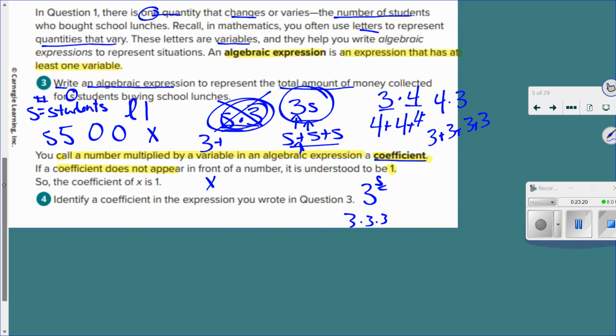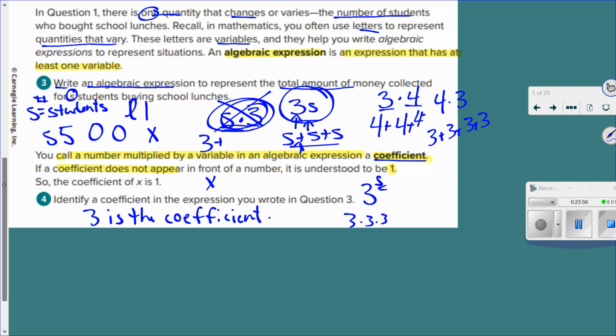Okay, so for number 3, I kind of already gave away the answer. We said it's 3 times S. What is my coefficient? 3. 3 is the coefficient. I got kind of technical on that page because it actually is really important mathematically that you understand why these things are in place. Any questions on anything we just covered? Is it making sense? Okay. Going to go to our next page.